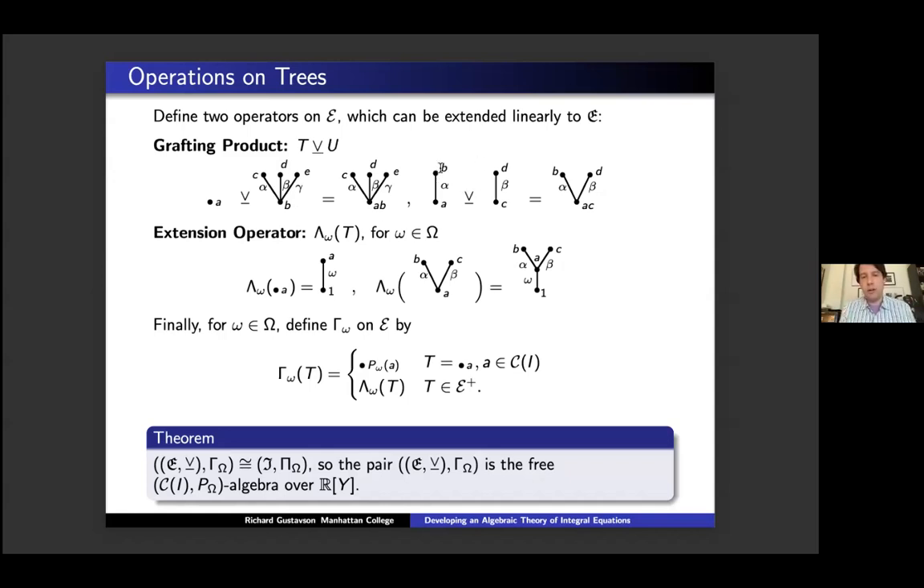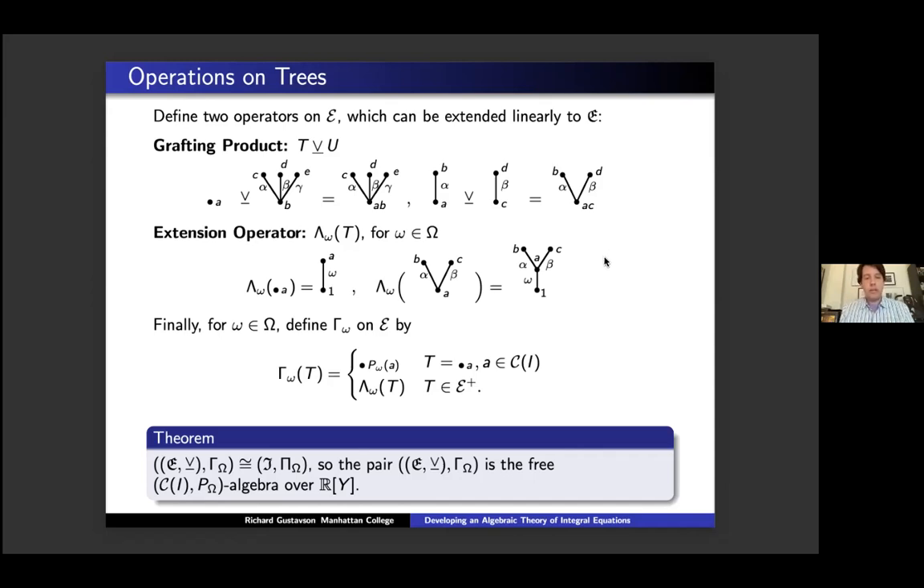So here's an example, right? We have these two trees and we stick them together. We graft them together as such. We're going to think of this as multiplying integrals, right? And we'll see the connection between trees and integrals in a second.